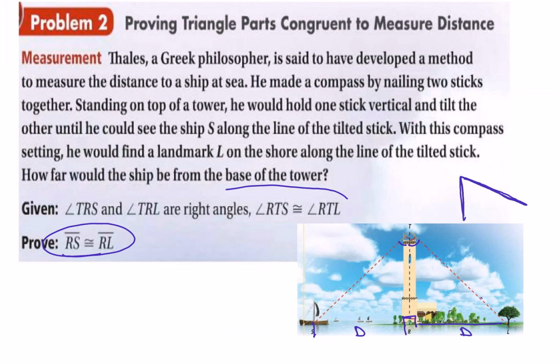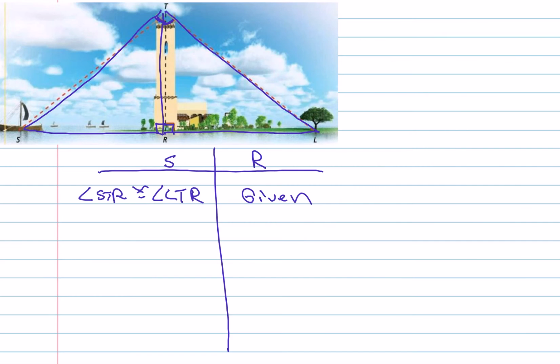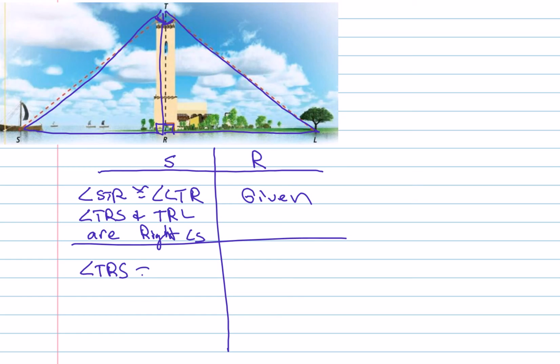What did it tell us about the other angle? They said that they're right angles, so I'm going to say angle TRS is congruent to angle TRL. That's also given. But notice, I'm sorry, I didn't say it was congruent, did it? It said they were right angles. So let's back that up. There's a difference. That was what was given. Now for the next statement, we say angle TRS is congruent to angle TRL, and the reason is all right angles are congruent.